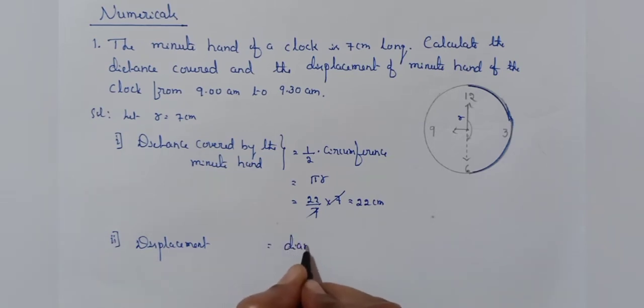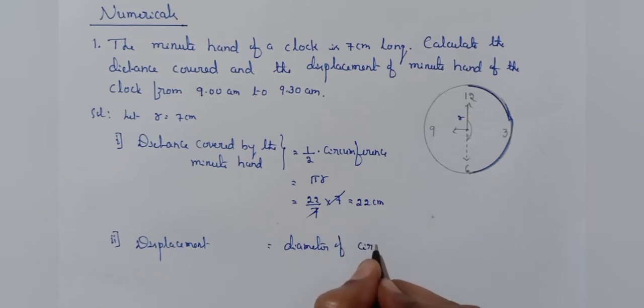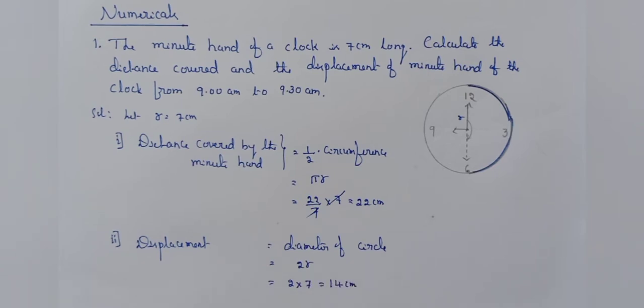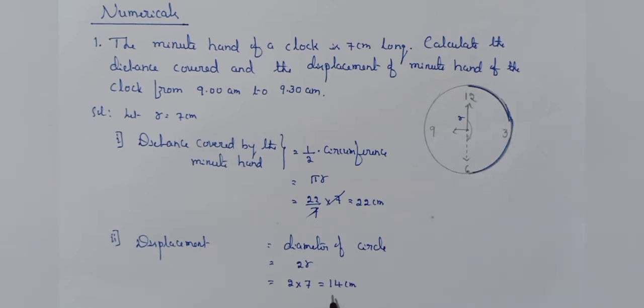Diameter of circle. So the diameter of the circle is 2r. Here, 2 into the radius, which is 7. So 14 centimeter. So the displacement of the minute hand from 9 AM to 9:30 AM is 14 centimeter.